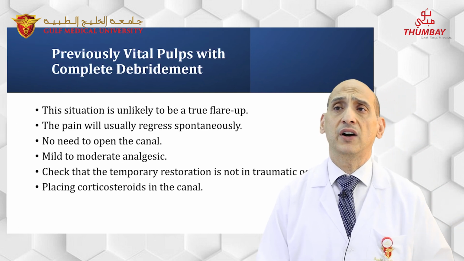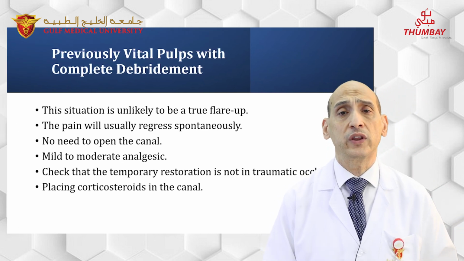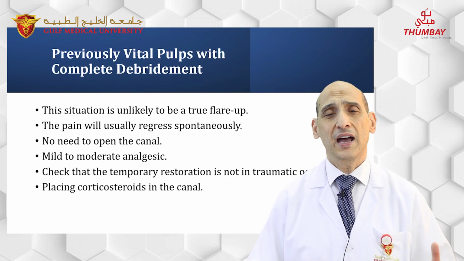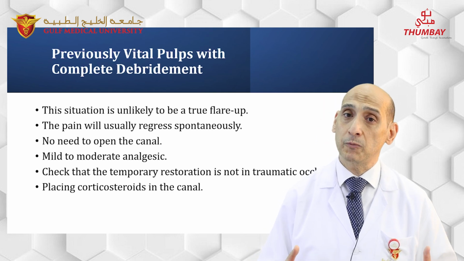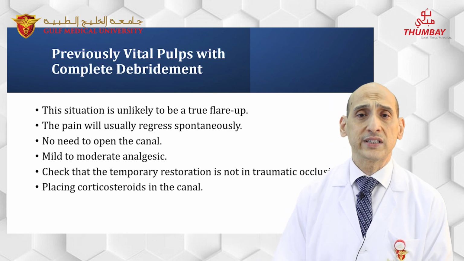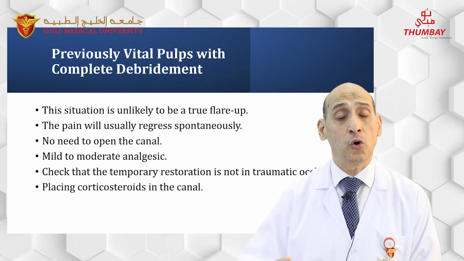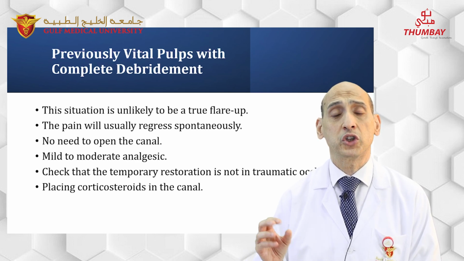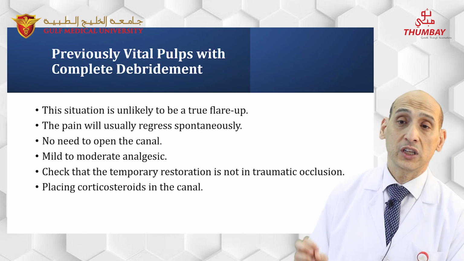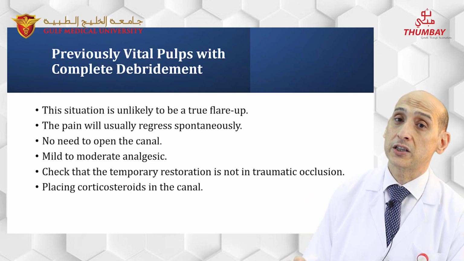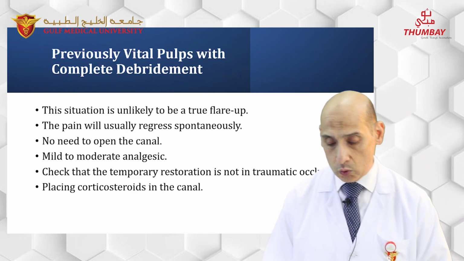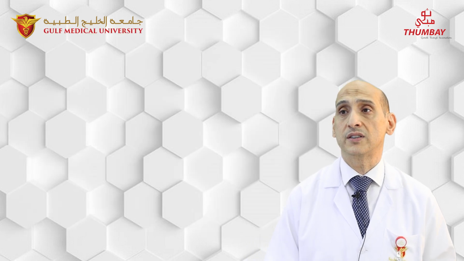These cases can be divided into previously vital pulp with complete debridement. I have succeeded in removing all the pulp tissue, and after that the patient comes to my clinic complaining of post-operative pain. This is quite normal. Mostly during preparation, periodontitis occurred due to pushing some of the debris or the irrigants beyond the apex. You need to reassure your patient, give him a non-steroidal anti-inflammatory, and tell him to come back to you. You can reduce occlusion between visits.